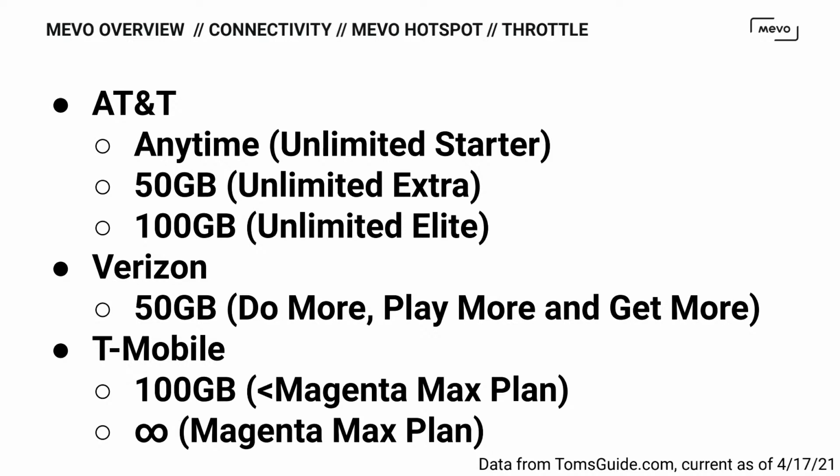Now, AT&T has the Anytime Unlimited Starter, 50 gigs, 100 gigs. Those are the names of the packages, the Unlimited Elite, Unlimited Extra, whatever it may be. Verizon has the 50 gigs, where they start throttling you, and that's called Do More, Play More, Get More. And then T-Mobile has the 100 gig, which is basically anything less than the Magenta Max plan, which has unlimited data before you start getting throttled. Now, these are all subject to change, of course. These are not set in concrete. I would contact your provider if you need more accurate information.